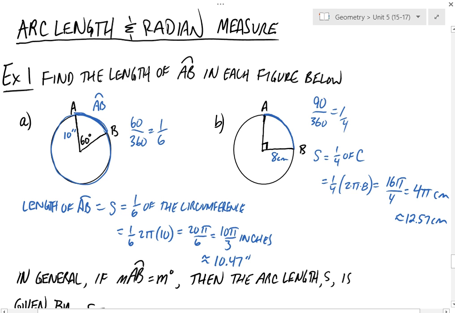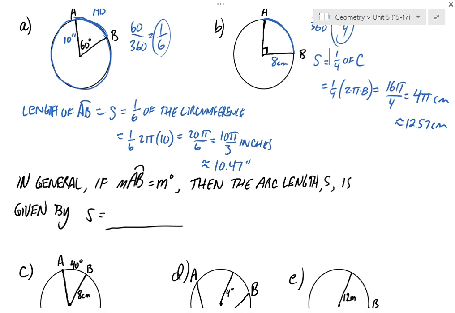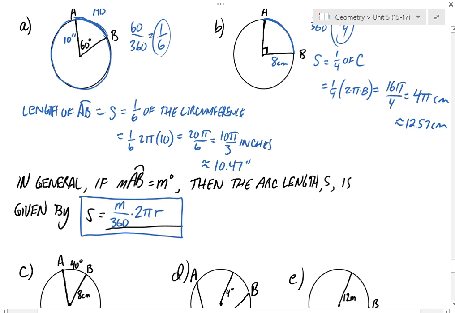So that's called arc length. And what we want to recognize is, how did we come up with this fraction, 1/6 in problem A, and the fraction 1/4 in problem B? And we see that we did that by comparing the central angle to 360 degrees in both cases. So in general, when we're trying to find the length of an arc that has a measure of m degrees, the first thing we want to do is m over 360 to get the fraction of the circumference, and then we multiply times the circumference, which we know is 2 pi r. So the fraction of the circle times the circumference. That is a formula that we can use for arc length.